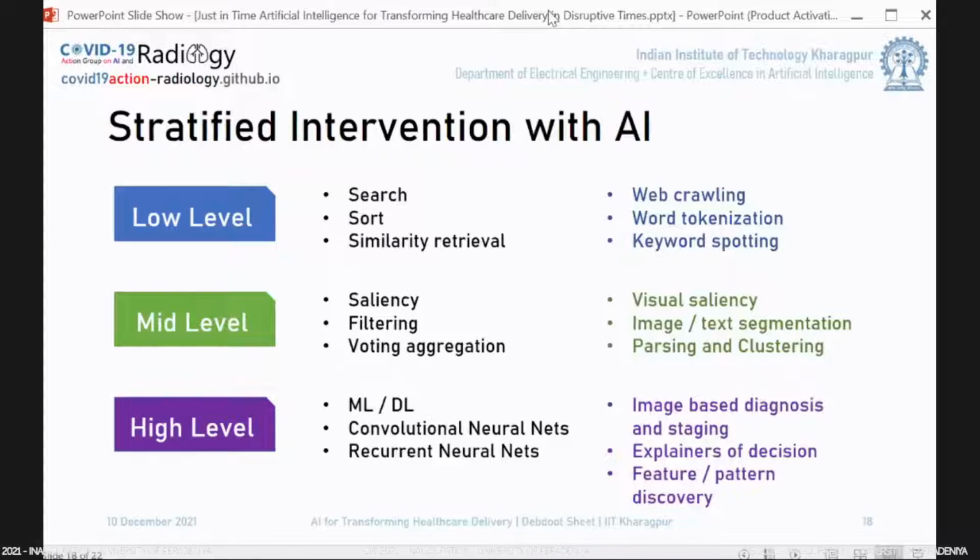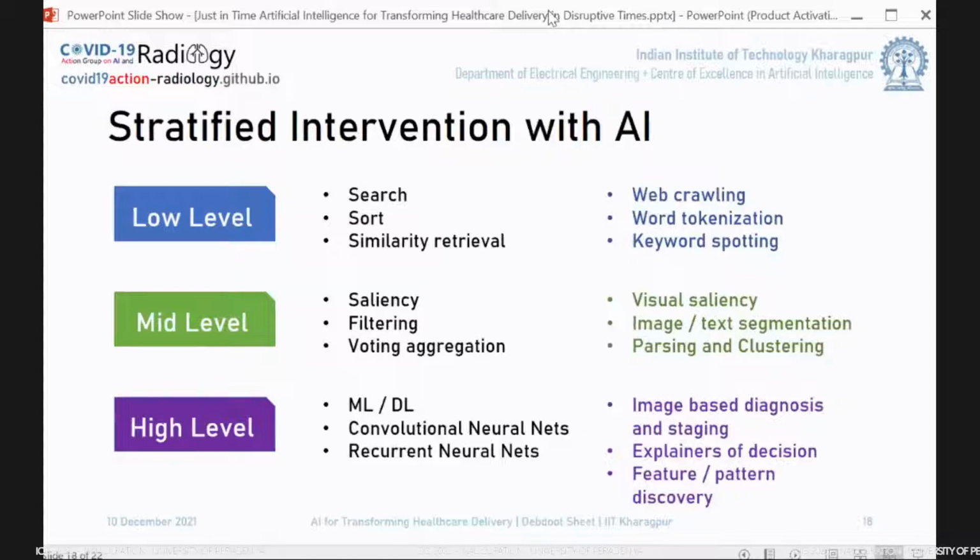Next, we wanted to do mid-level interventions, which was in terms of saliency, filtering, and voting aggregation. What this had to do was to find out whether there is a visually salient or important feature in that particular report or the text or the journal article which we are looking at. We also need to segment out important features from the image, or segment out the text which is present in those PDFs, and then we need to look into parsing and clustering. I will come down to exactly where they get introduced and used in the subsequent part of it.